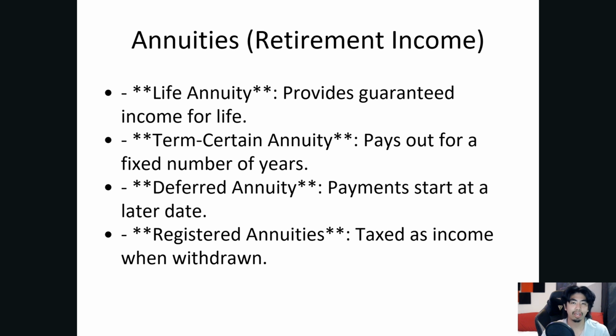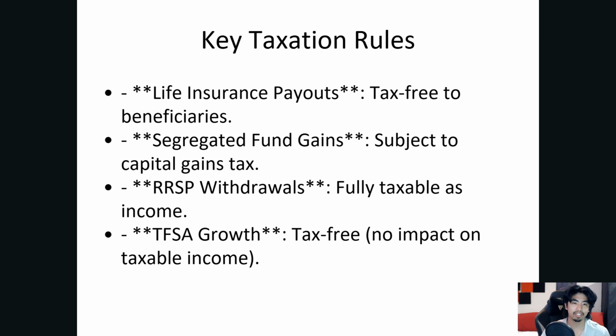The next is we have deferred annuity. You're paying now, but at a later time, that's when they start paying you, essentially when you retire. And then registered annuities. With this one, it becomes taxed income when withdrawn. What you could relate this to is the RRSP, Registered Retirement Savings Plan, and the income that you gain from that is taxable.